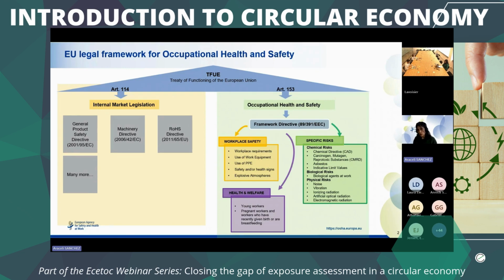But the article that allows the European Union to legislate specifically to protect workers' health is 153. And on the basis of this article, the so-called Framework Directive was approved, which lays down the main principles in health and safety and establishes the obligations of employers and workers. And then there are many directives on specific risks. Very relevant for today, all those related to chemical risks: the Chemical Agents Directive, the Directive on Carcinogenic, Mutagenic, and Reprotoxic Substances, the Asbestos Directive, and the Directive on Indicative Limit Values.